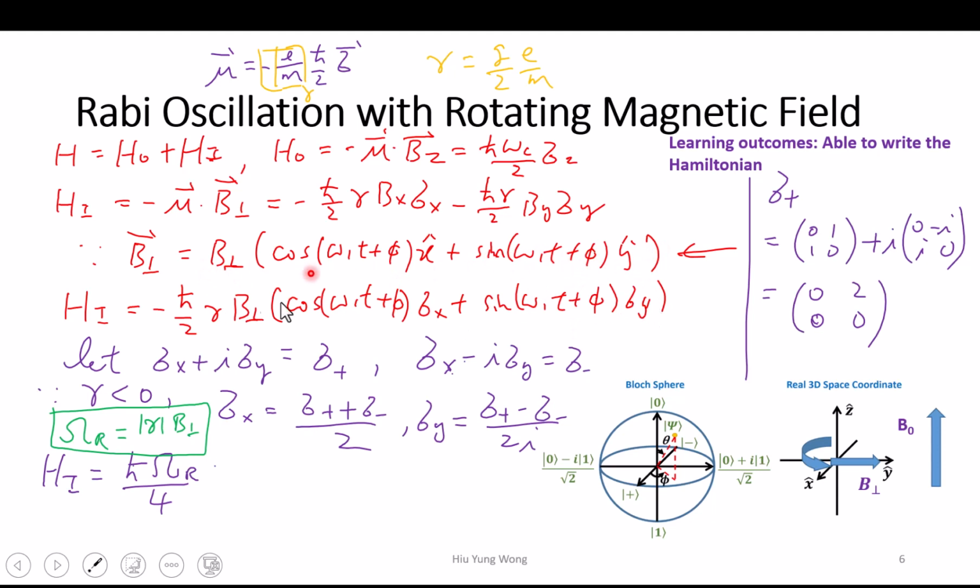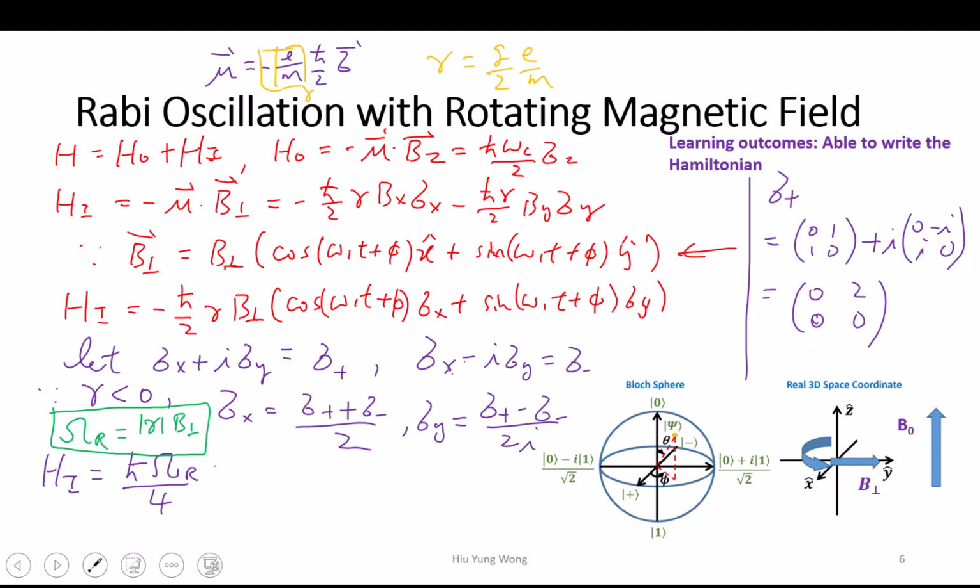What is the magnitude of this vector? It should be just B perpendicular, right? Because the x component squared plus the y component squared, sine squared plus cosine squared, equals 1. So this is B perpendicular squared, right? So take the square root, and that is the magnitude. So now you trust that this is a vector rotating on the xy plane, right? Because it's a function of time. The angle keeps changing, right? So what should be the Hamiltonian of this?